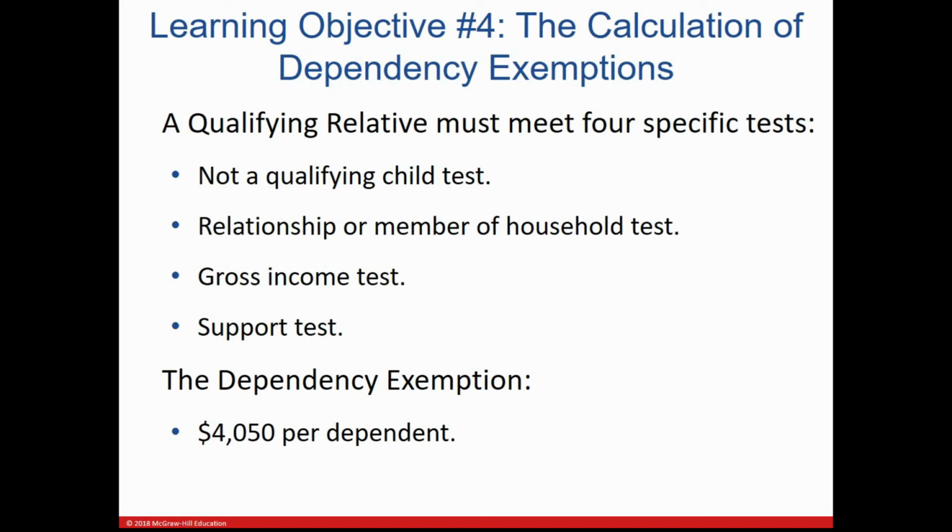There's also a gross income test for the qualifying relative test. And this gross income test says that a qualifying relative cannot have gross income equal to or greater than the exemption amount, which is $4,050 in 2017. And then finally, with the support test, the taxpayer must provide over 50% of the qualifying relative's support. If they pass those tests, then this person may be a qualifying relative.